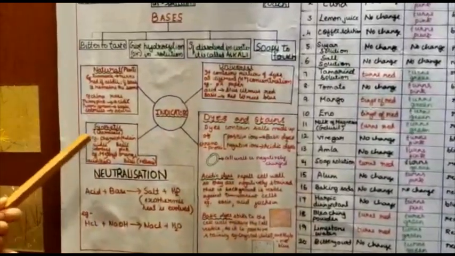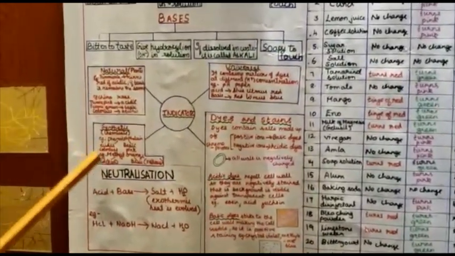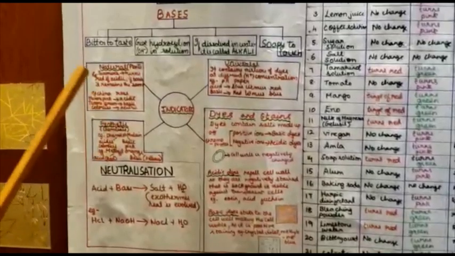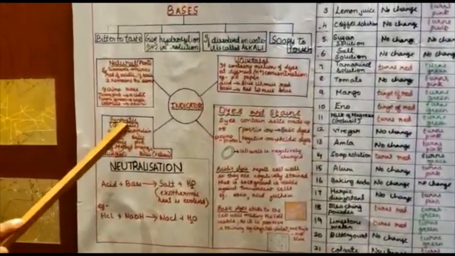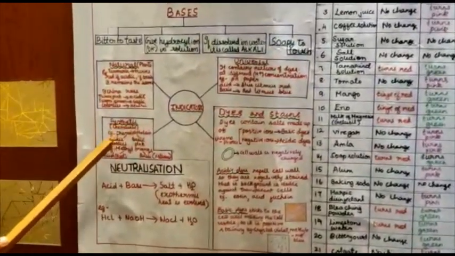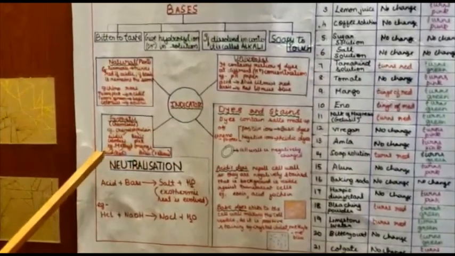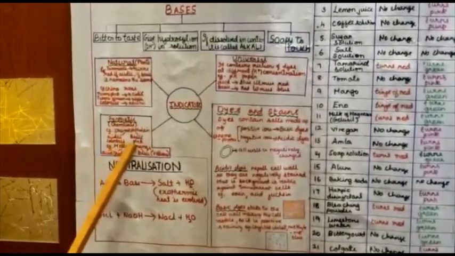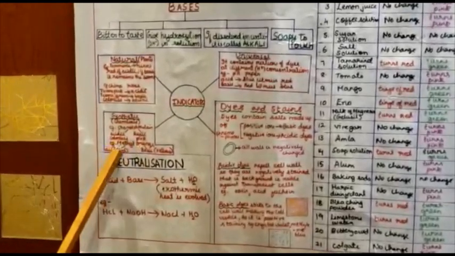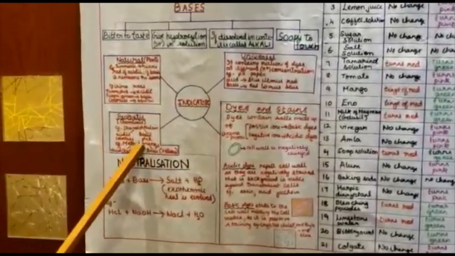Next, synthetic or chemical indicators. Example, phenolphthalein. In acidic solution, it is colorless. In basic solution, it is pink. Another example is methyl orange. In acidic solution, it is red. In basic solution, it is yellow.